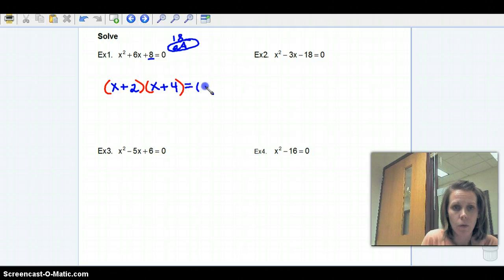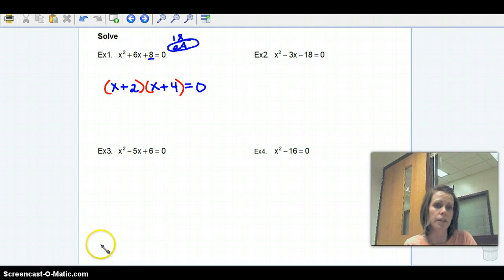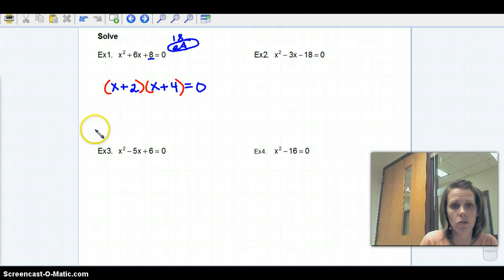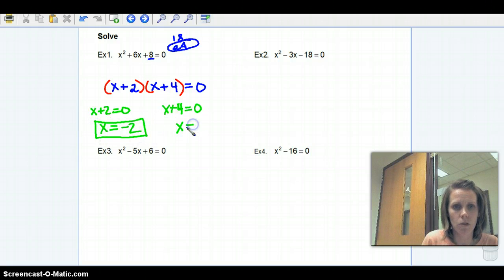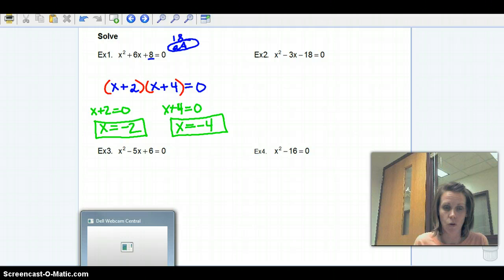So now we have two binomials that are set equal to 0, and we can split it apart into two separate equations. So we have x plus 2 equals 0, and x plus 4 equals 0. So we're going to solve for x and get two answers. On this side, x is going to be equal to negative 2 because you're going to do the opposite on each side. And then x is going to be equal to negative 4 because you're going to subtract 4 on both sides. Got it?